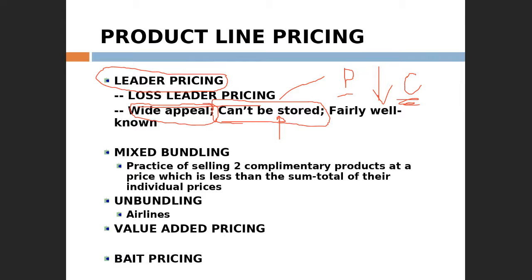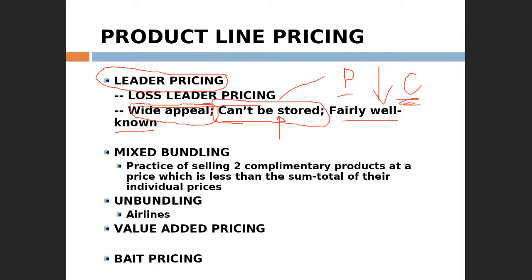And third, these products need to be fairly well known in terms of their prices. Only when they're fairly well known can people immediately figure out, hey, this is a good price. It used to be sold at 100, they're selling it for 25. This is a good price. So when you're choosing a loss leader item, ladies and gentlemen, make sure it has a wide appeal, make sure it cannot be stored, and make sure it is fairly well known.